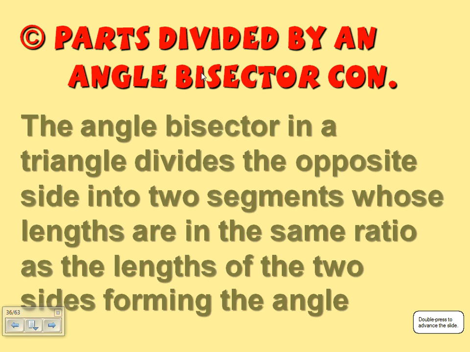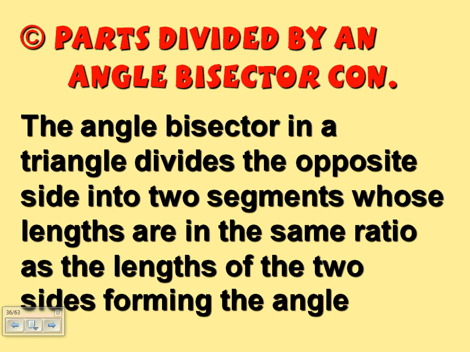Okay. This is the conjecture. I'm not going to ask you guys to actually state it, but you should just know what it is. It says this: the angle bisector in a triangle divides the opposite side into two segments whose lengths are in the same ratio as the lengths of the two sides forming the angle. If you still don't understand that, hopefully the representation in the next slide will help you understand it better. Okay, can I go into the next slide, guys?